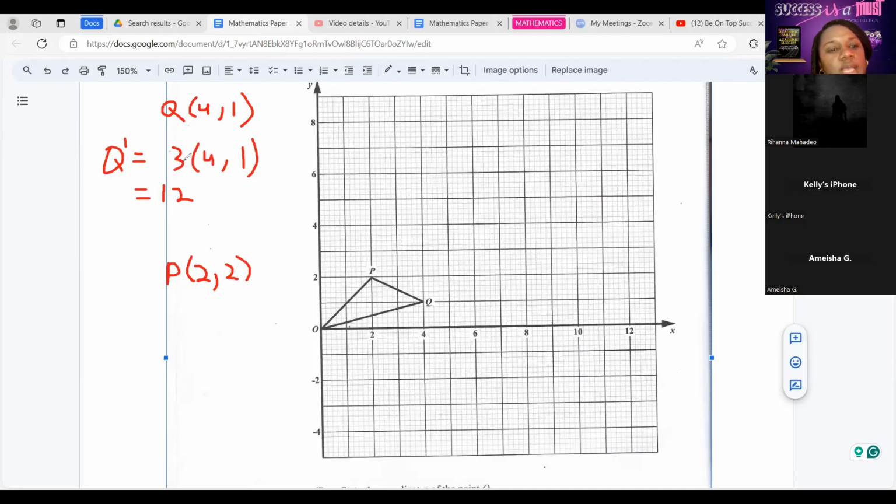Yes. Okay, so 3 multiplied by 4. Some people would even put it in brackets. 3 multiplied by 4. And then 3 multiplied by 1. However you want to put it, which will give you 12, 3. Okay. So that is the answer for the previous one. That's Q prime.